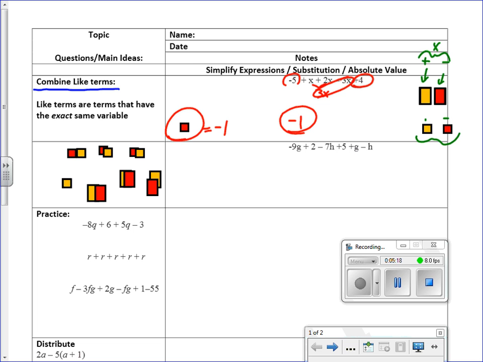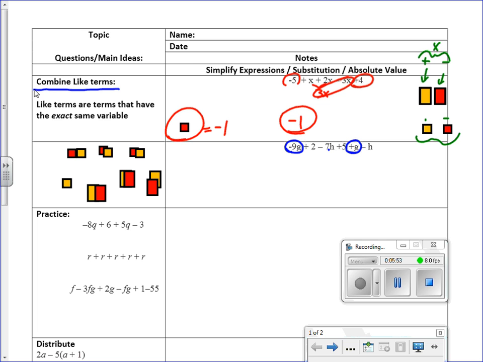First thing I want to do in this next one, -9g plus 2 minus 7h plus 5 plus g minus h, is identify my like terms. Sometimes we want to rewrite it, or in this case, I'm just going to start with the first thing I have here, -9g, and I have a positive g. I don't see anything else with a g in the expression, so those guys just get combined.